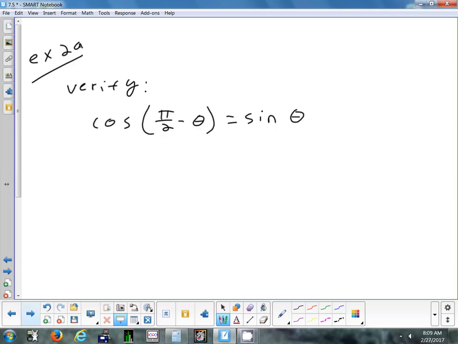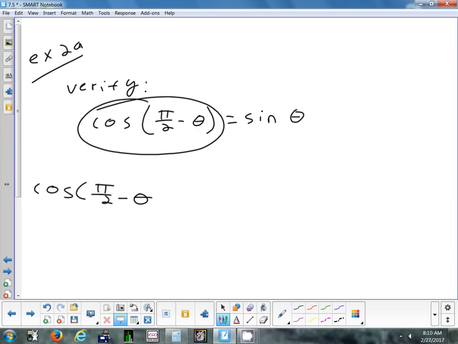Does anybody recognize this side? It's cosine of a difference. Okay, we have a formula for simplifying that. So let's take this cosine pi over 2 minus theta. We're not going to do anything to the right. And we're going to simplify that using our formula.